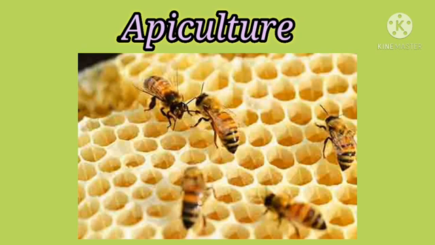Their function is to collect honey, look after the young ones, clean the comb, defend the hive and maintain the temperature of the beehive. So, how many types of honeybee? There are three types of honeybee. What are they? Queen bee, drones, worker bee. So, what is the queen bee? It is the largest member and the fertile female of the colony.